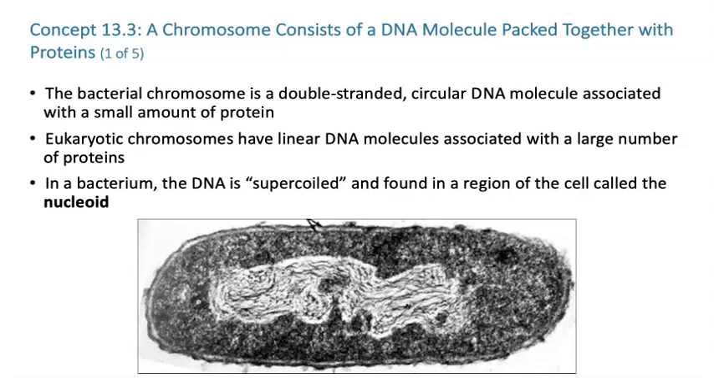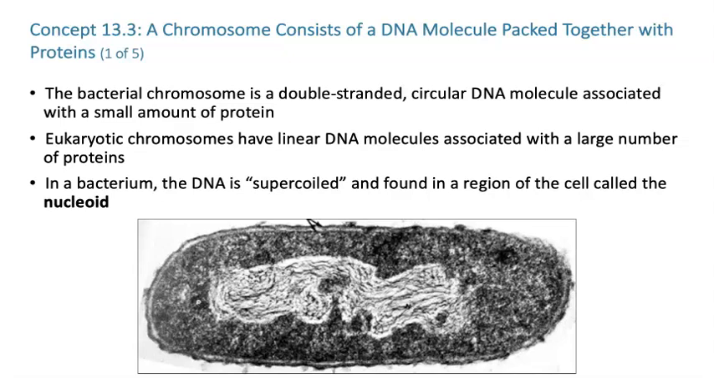In bacterial chromosomes, that circular DNA is associated with a small amount of protein, and that does help it coil up into this nucleoid region. But with eukaryotic chromosomes, there are a large number of proteins that the chromosomes are associated with. So those are some basic differences between bacterial chromosomes and eukaryotic chromosomes.